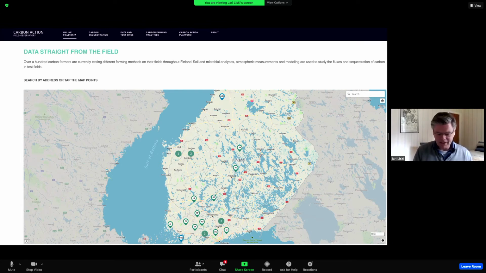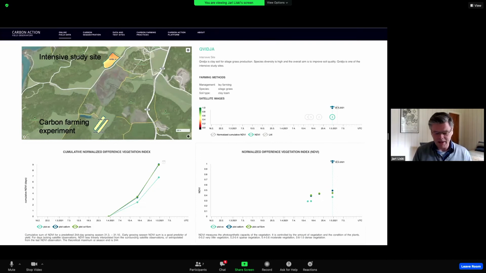Now, for example, clicking on the Kvitia site, you get the map, like on any site. But Kvitia is special in that it is one of our intensive study sites, but it also has a carbon farming experiment. This experiment means that it practices a tailored carbon farming practice on a 1.5 hectare piece of their land, and carries a business-as-usual reference, for comparison, the ordinary practice, on another 1.5 hectares.